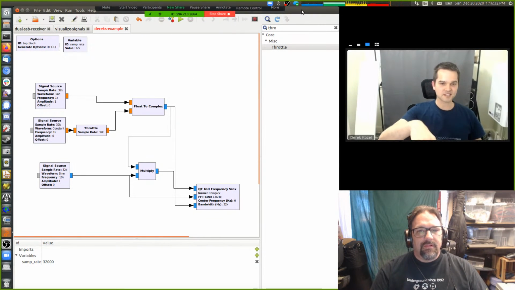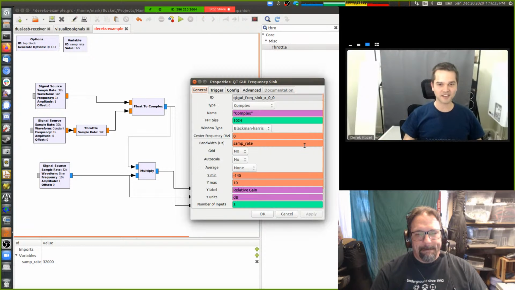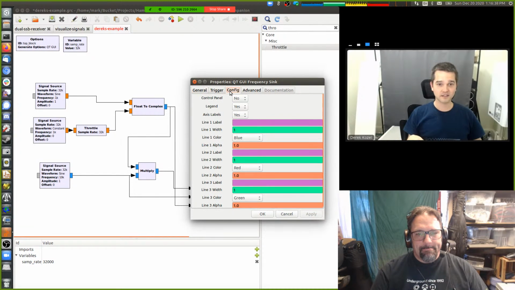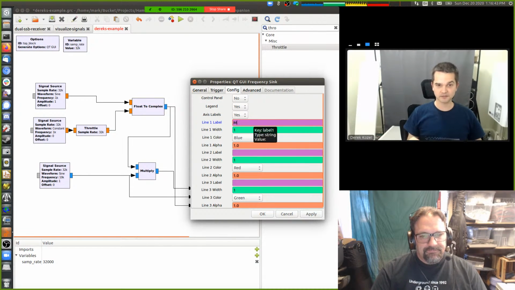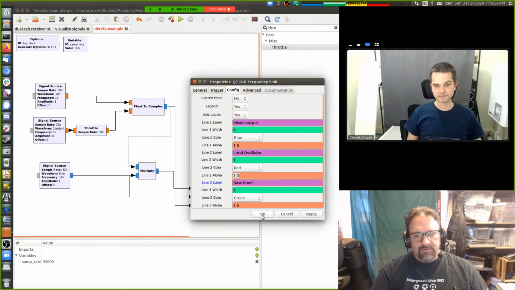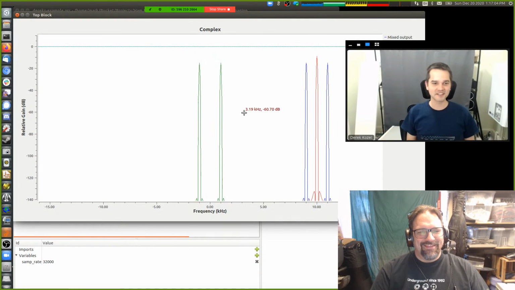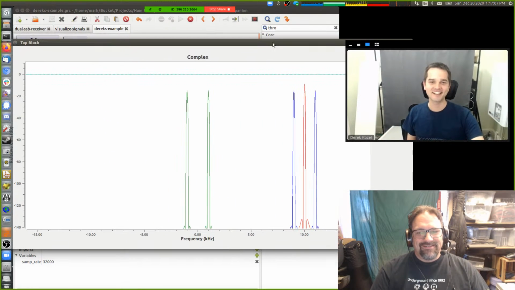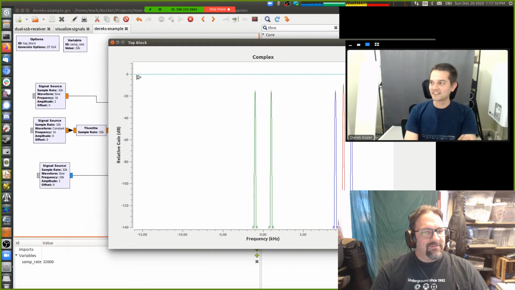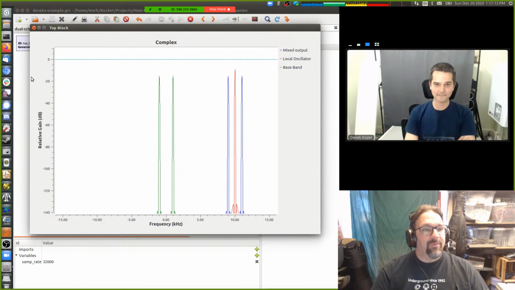So can you open up the frequency sync, and we will do something kind for the audience. If you go under config, we're going to label line 1 mixer output, line 2 local oscillator, and line 3 input, or baseband. Perfect. This will at least make the plot less ugly than the flow graph. All right, so hang on, let me put this where there we go. Now everybody can see it.